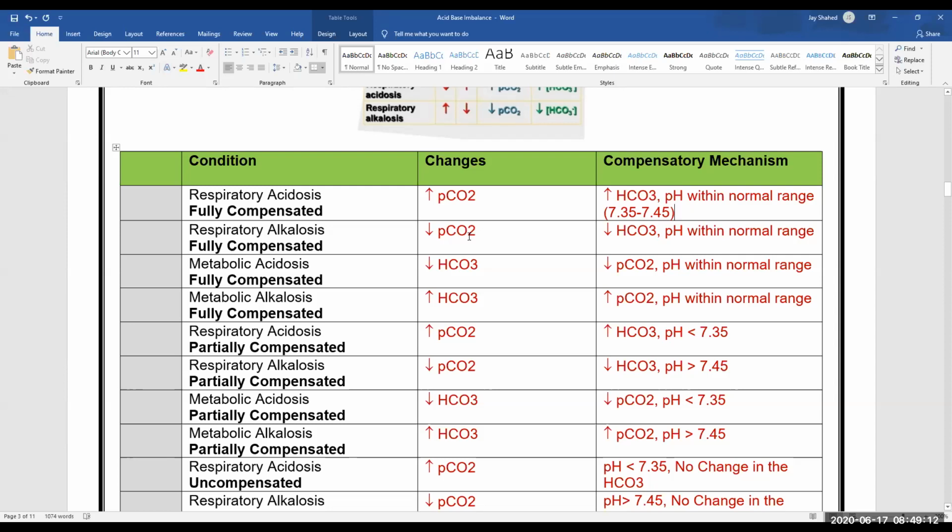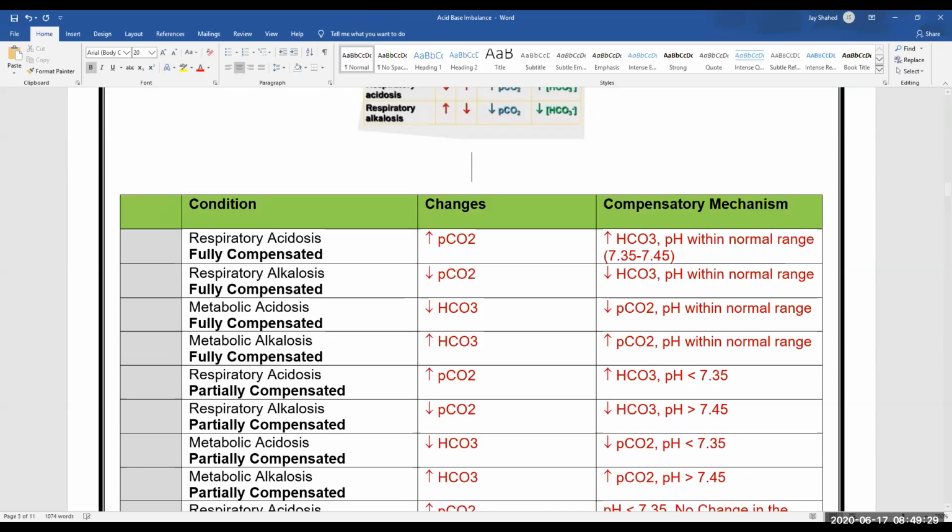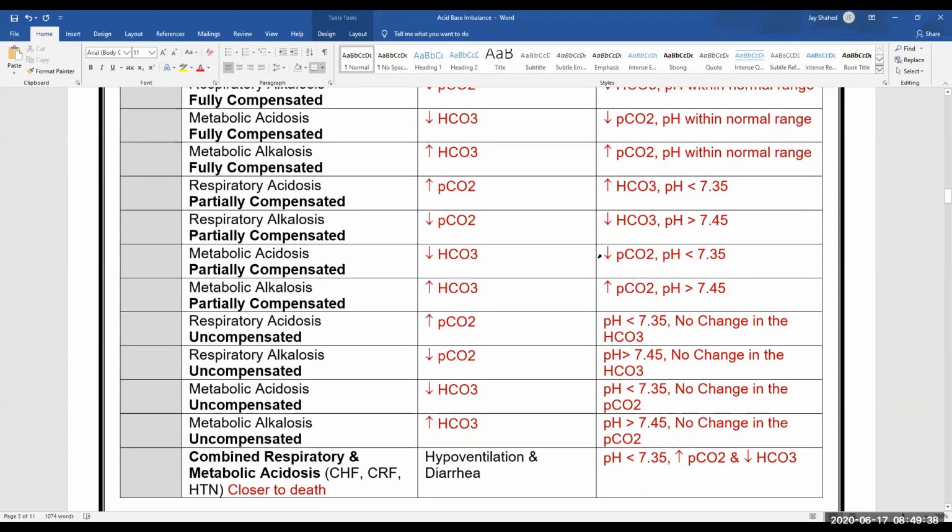I have a question. Go ahead. So when it's fully compensated, how do we know if it's respiratory or metabolic if both are changing? Excellent question, isn't it? All right, so here you go. I'm gonna do this here. So 7.4, let's put this range here. Actually, do I have it?